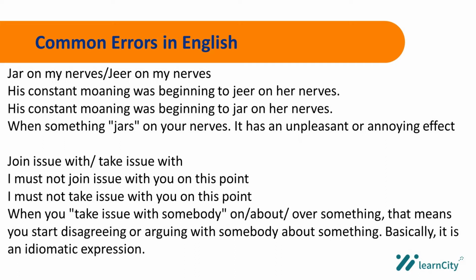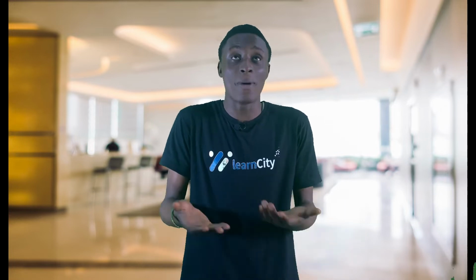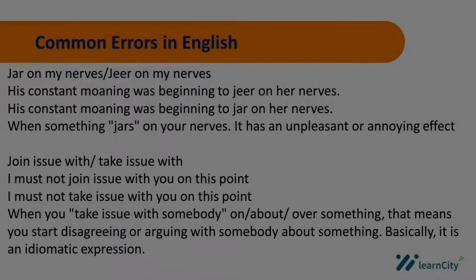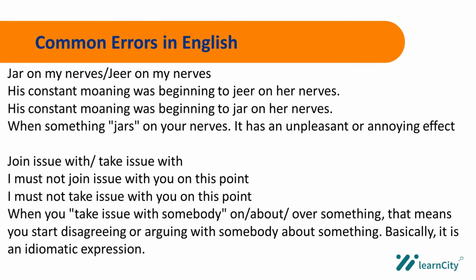Is it jar on my nerves or jeer on my nerves? Okay, so let's look at this example. His constant moaning was beginning to jeer on her nerves. Right? That's sentence one. Sentence two is her constant moaning was beginning to jar on her nerves.